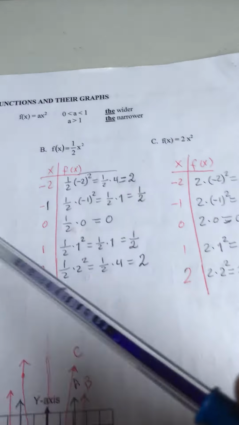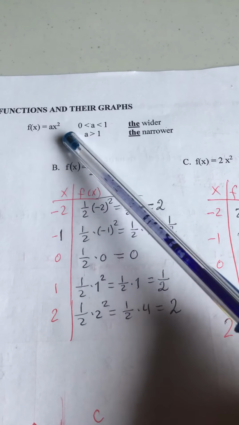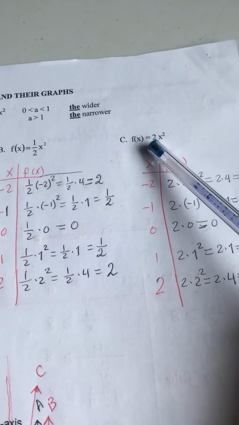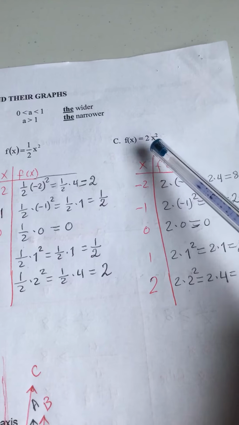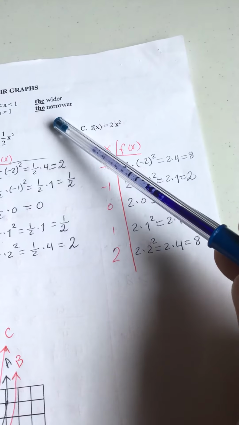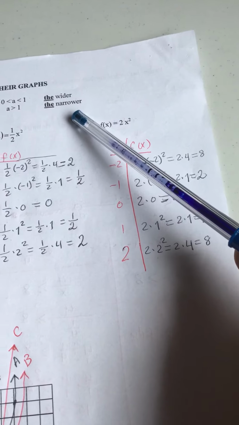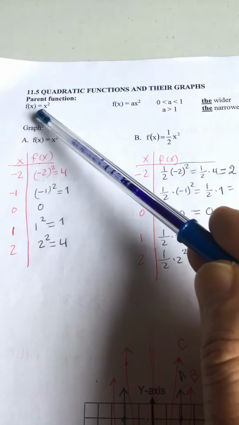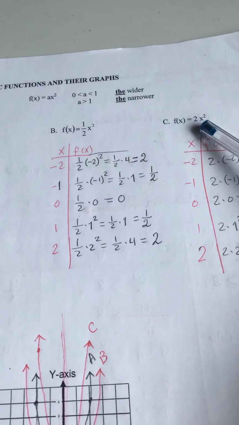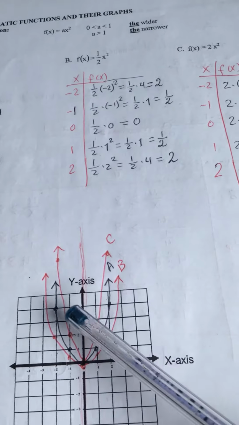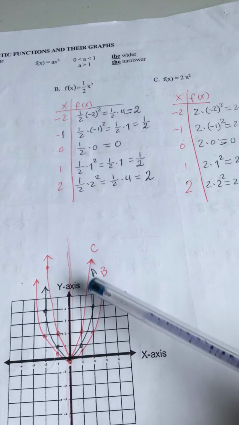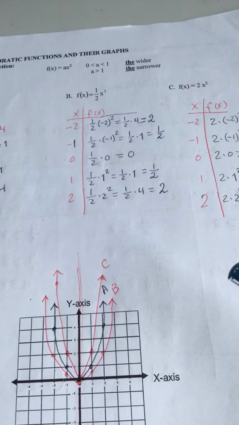While if a is greater than 1, like 2, 3, 4, let us take for example a equals 2. The graph is also a parabola, but narrower than this one, f of x equals x squared. So to graph f of x equals 2x squared, we get C. It is also a parabola that opens upward but narrower than A.